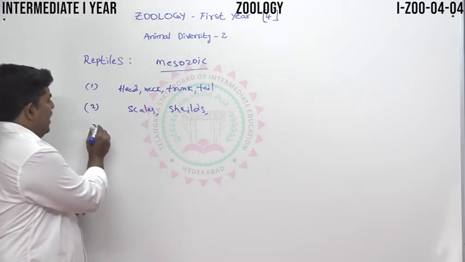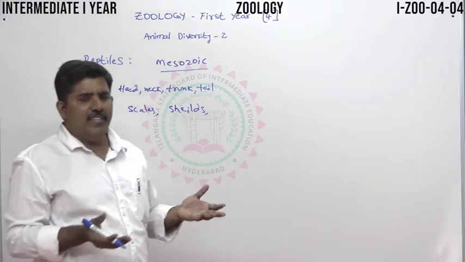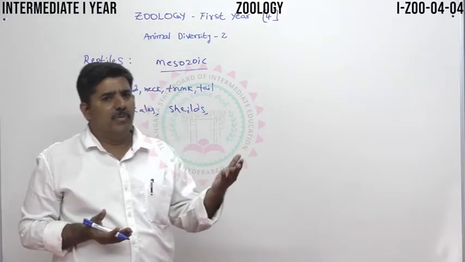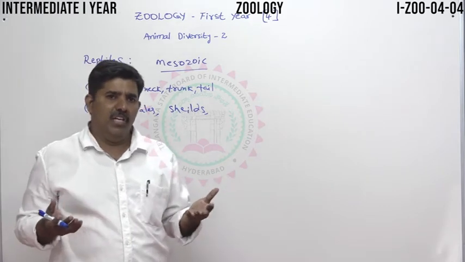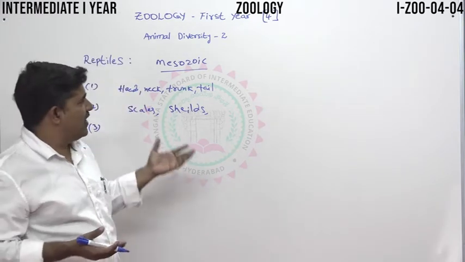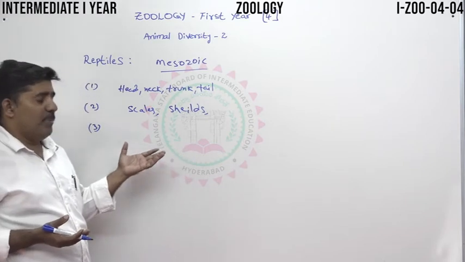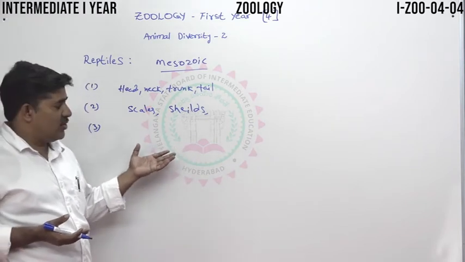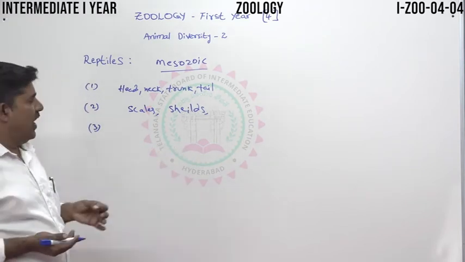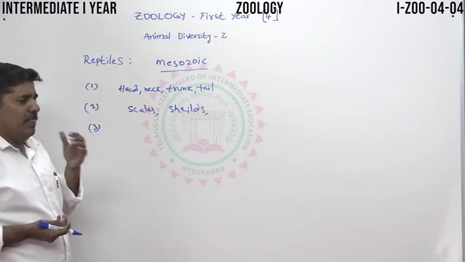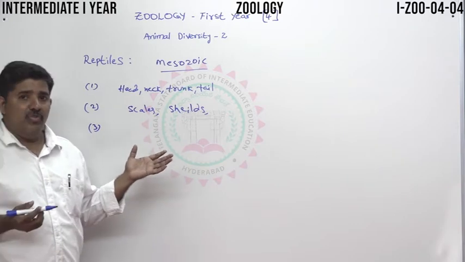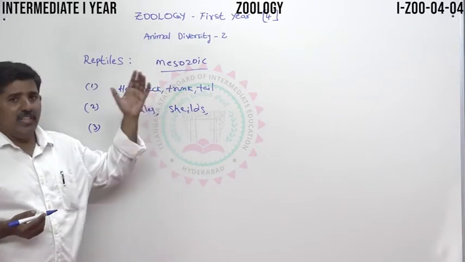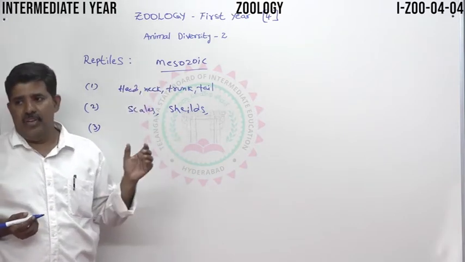Then they are tetrapods. Already we discussed in the previous class that amphibians contain two pairs of locomotor organs. This is also the same, containing locomotor organs, pentadactyl limbs. And the third one is the particular era. We already discussed that the Mesozoic is the golden period of the reptiles.